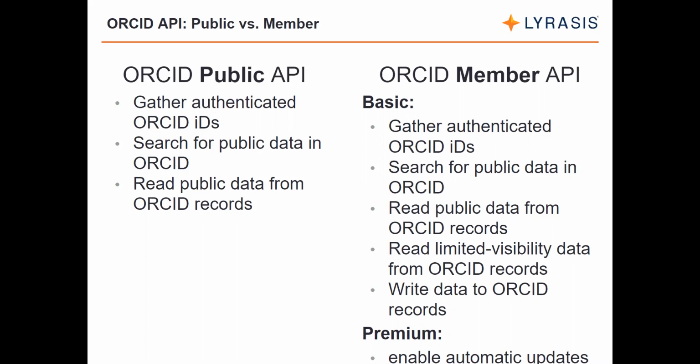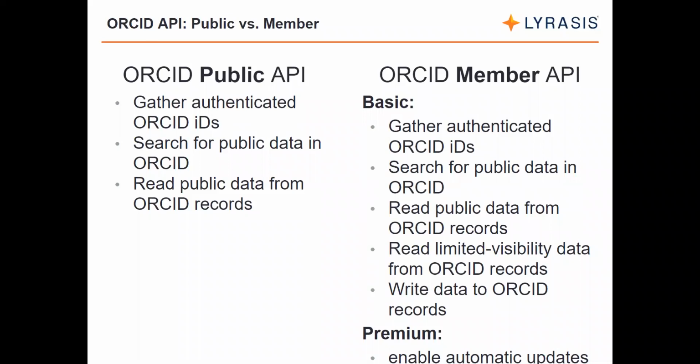And the premium member API, which is what ORCID US Community member institutions have access to, also allows for enabling auto updates, so that once your researchers have connected their ORCID ID with your integration, anytime a change is made to those individuals' ORCID records, your institutional system can automatically get notified and be updated accordingly. So that is kind of an overview of the two types of APIs that ORCID provides.